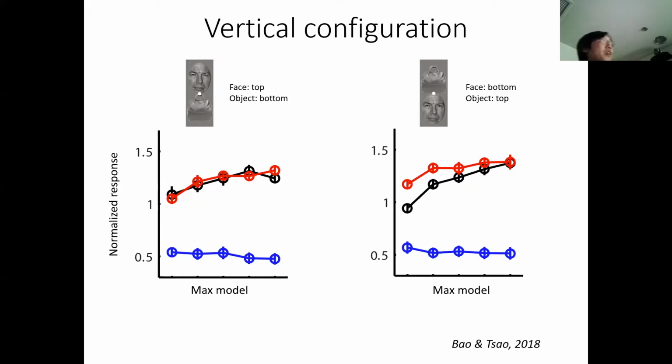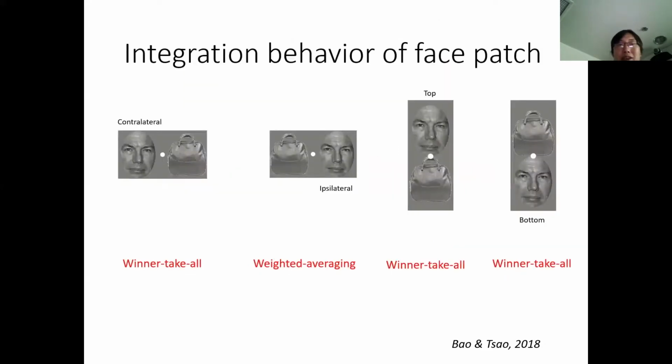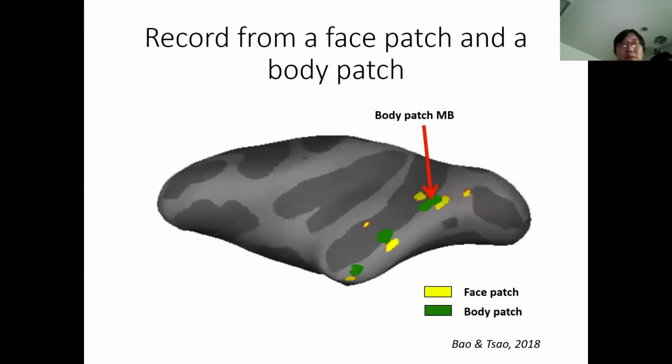What happens when the face and object are vertically aligned? No matter whether the face is at the top or the bottom, cells always perform winner-take-all. Here's a summary. Cells in the face patch always show winner-take-all behavior in every case except when the face is in the ipsilateral visual field.